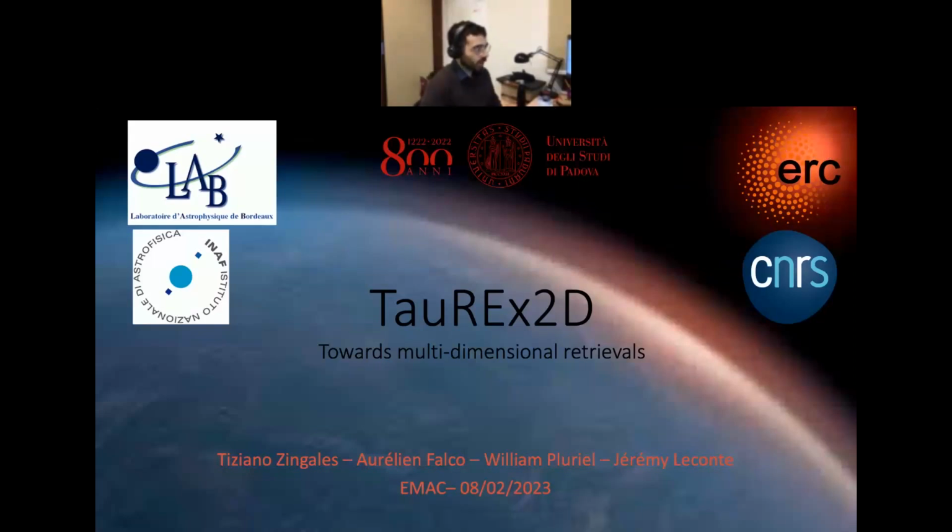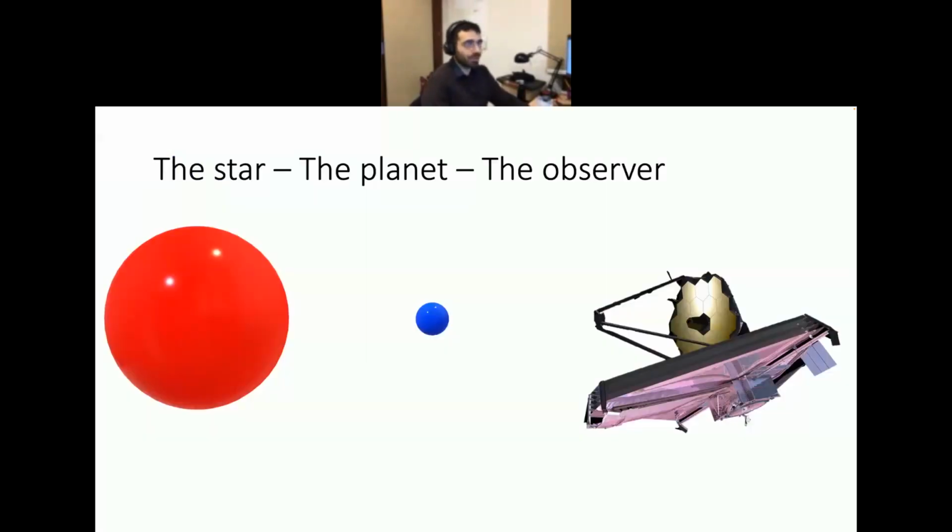In this presentation, I will speak about TauREx2D, which is a version of TauREx which performs atmospheric retrievals using two-dimensional forward models. Usually, when we study exoplanetary atmospheres, we are in this geometrical configuration where we have an observer here. We have the star, this red ball that you can see here, and we have a planet transiting in front of the star. Using spectroscopic information with this geometrical configuration, we can extract a lot of information on the atmospheric properties of the exoplanets.